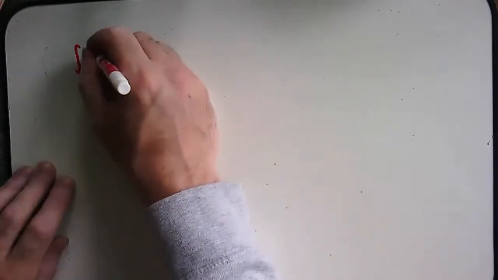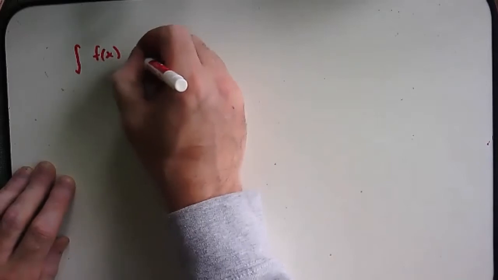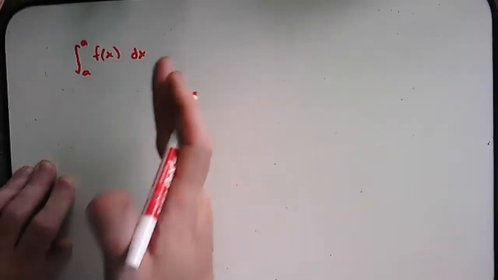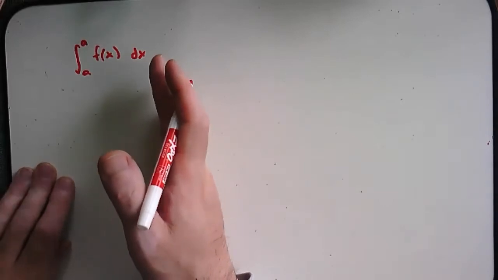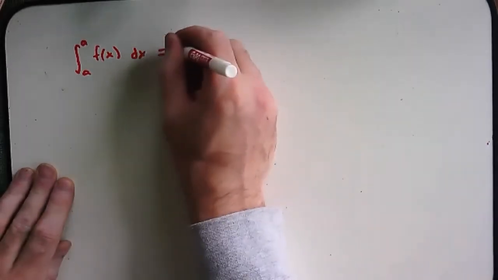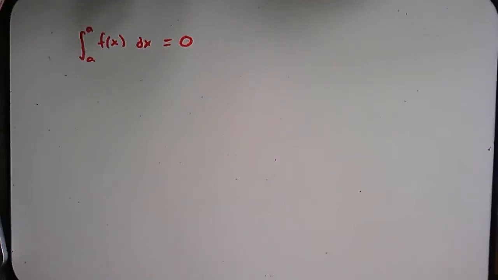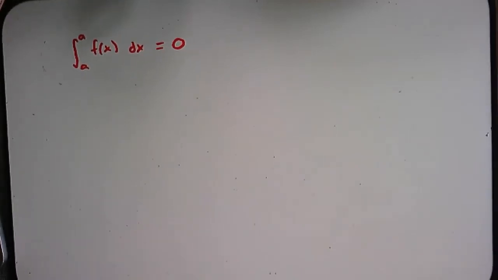If we integrate some function f of x from a to a, meaning we start and we stop at the same x value, that integral is 0. Because the area that would be generated if we start and stop at the same x value, we wouldn't have gone anywhere horizontally, right? We just have the height of some function. So if we start and stop at the same place, the integral will be 0.